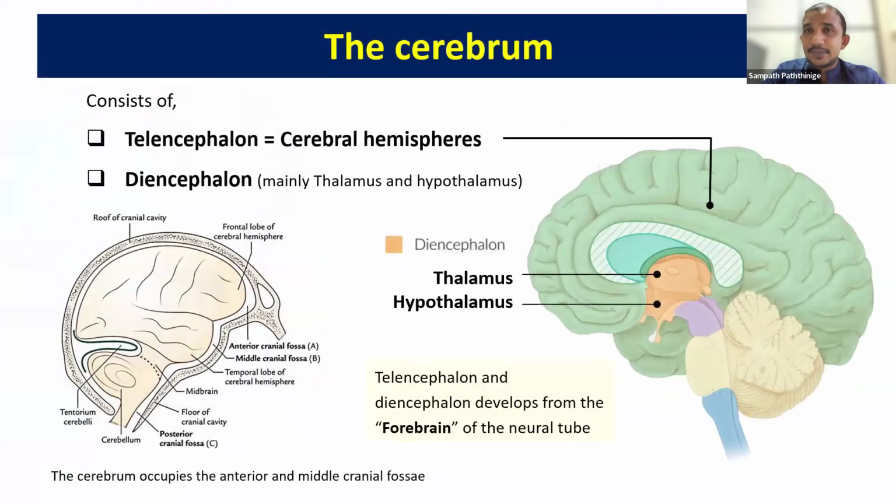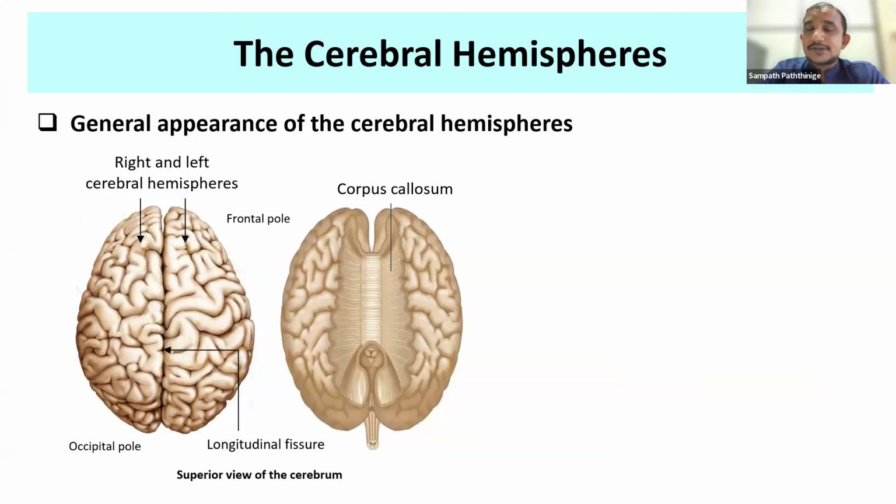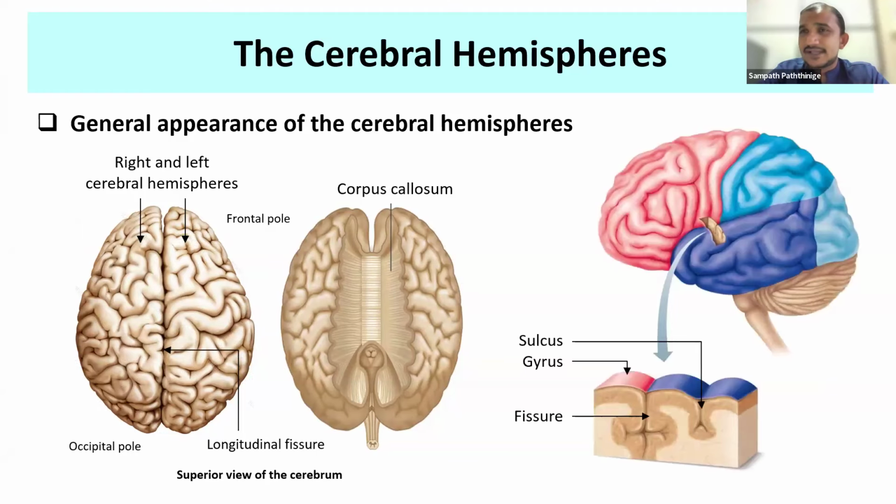So you know the cerebrum. That is not just the cerebral hemispheres. The diencephalon is considered a part of the cerebrum, which is basically the thalamus and the hypothalamus. So cerebral hemispheres, we have two, which are connected by a white column of nerve fibers known as the corpus callosum. And we know the brain has a lot of sulci and gyri.